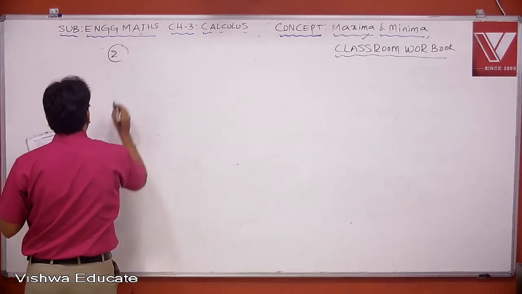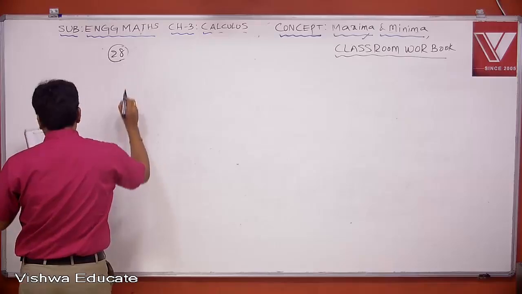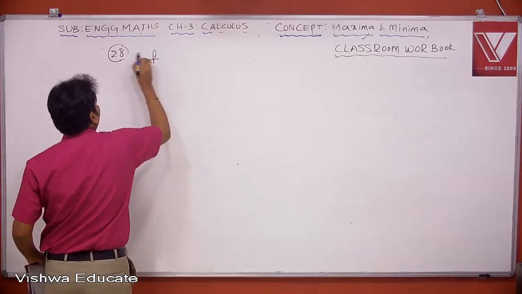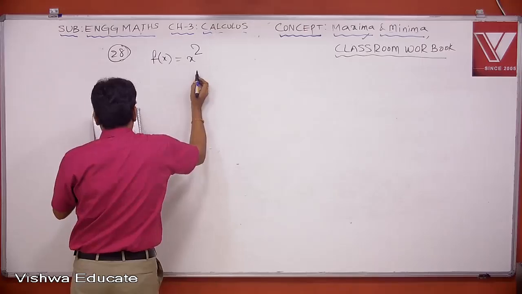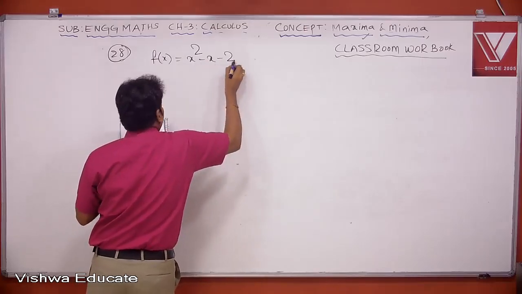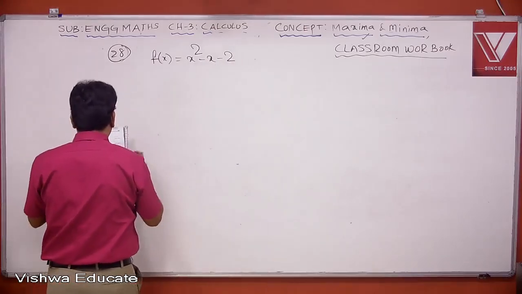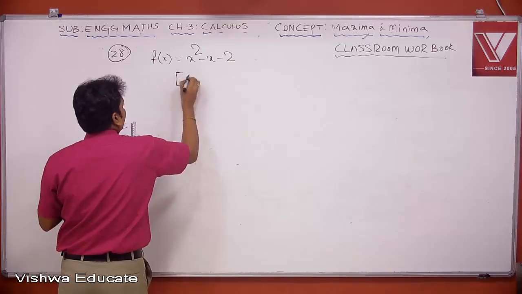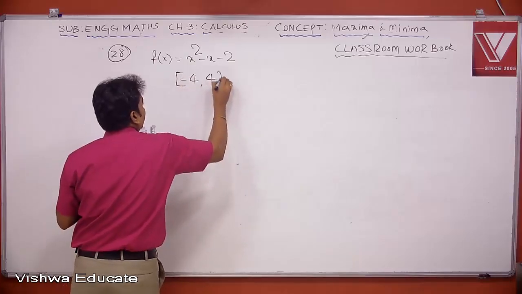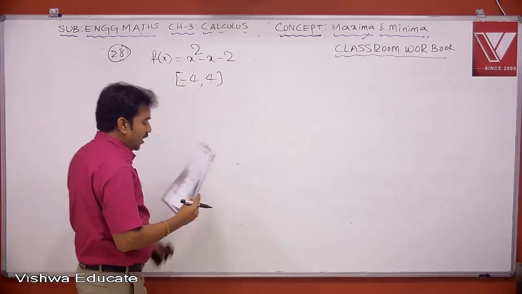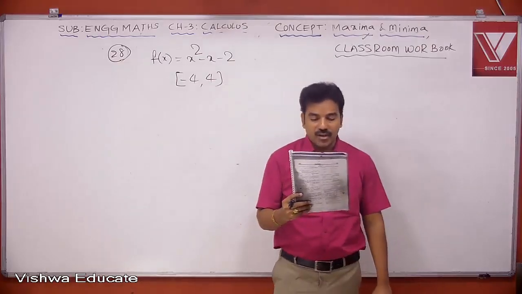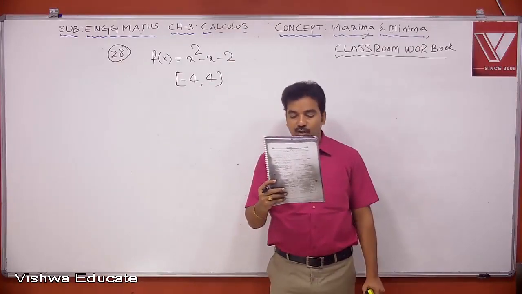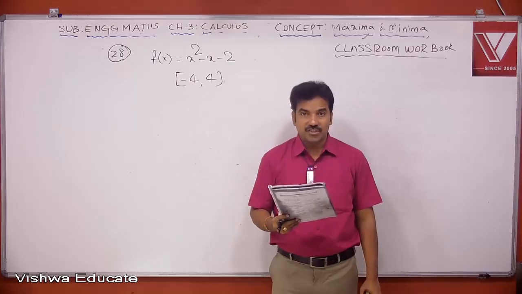Let's go through question number 28. Consider the function f of x equal to x square minus x minus 2. Its maximum value in the closed interval minus 4 comma 4. Options are given like this: 18, 10, minus 2.25, indeterminate.